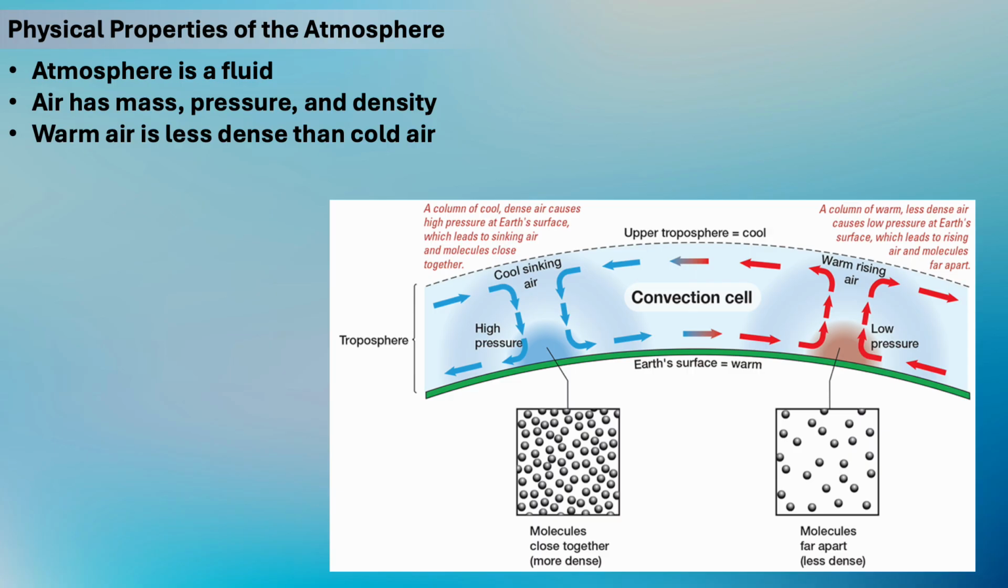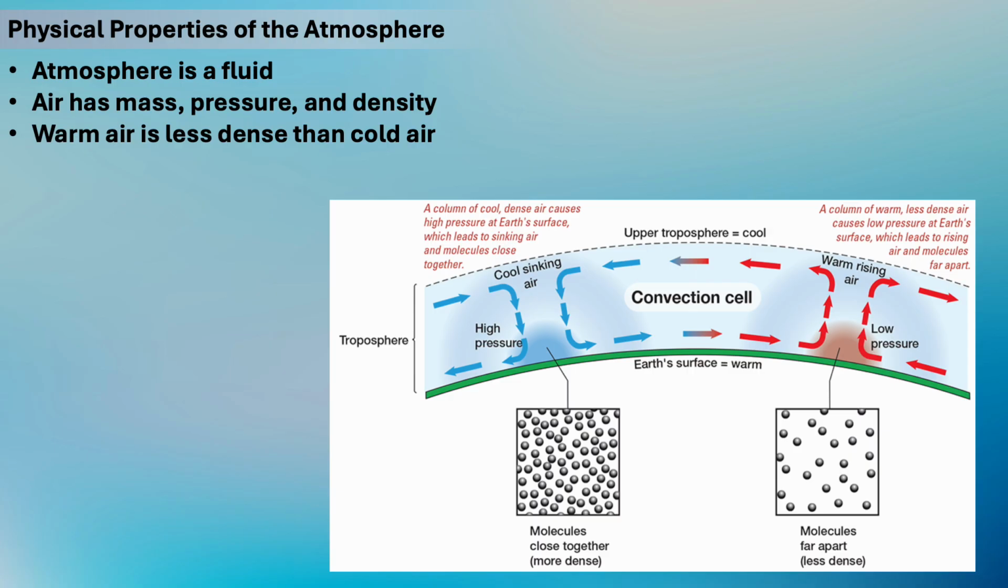These density differences have important consequences. Less dense air tends to rise, while denser air tends to sink. Vertical motion in the atmosphere, rising warm air and sinking cold air, is a direct consequence of temperature-driven density differences. This vertical motion sets up pressure gradients at the surface, which then drive horizontal air movement.